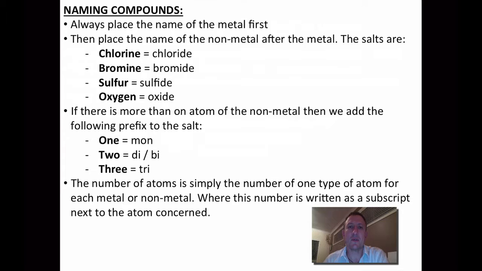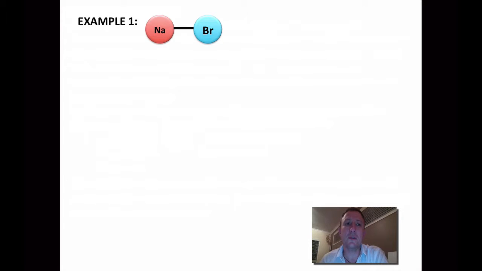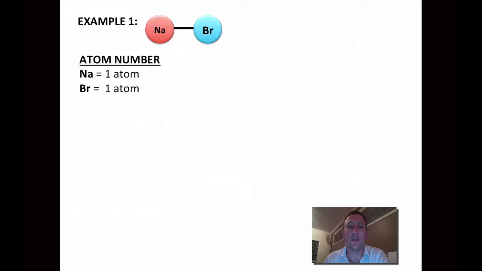So let's look at two examples. Here we've got two atoms. We've got sodium in red and bromine in blue, and they're joined together, so they are now a chemical compound. We know that sodium is a metal, so we must always write that first, followed by the non-metal bromine. But remember, bromine has to be changed to bromide when it's joined in a compound. The first thing we're going to look at is the number of atoms. You can see here we've got one sodium atom and one bromine atom. That's simple, that's half the work done.